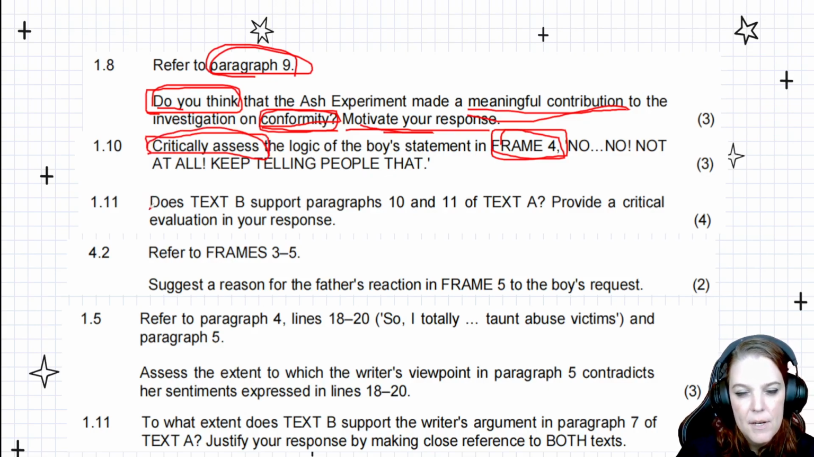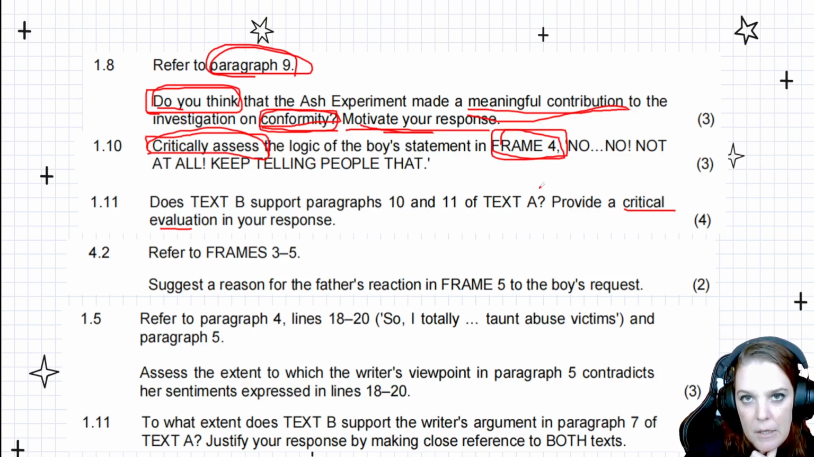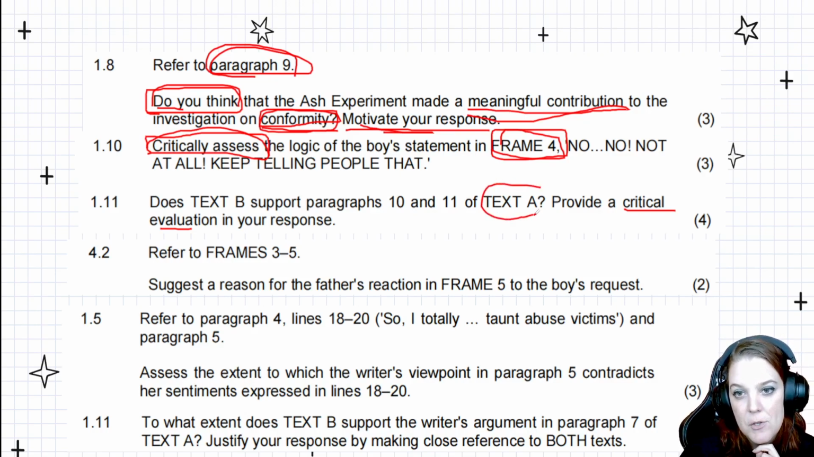And then the next one says, does text B support paragraphs 10 and 11 of text A? Provide a critical evaluation in your response here. This will probably be for your comprehension passage. Usually underneath the comprehension passage there is a cartoon. So text B is usually your cartoon and text A is usually your comprehension passage. So they're saying, what do you see in the cartoon or the image? Does that support what paragraph 10 and 11 is saying?